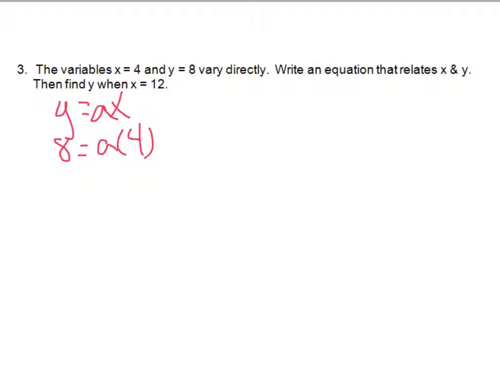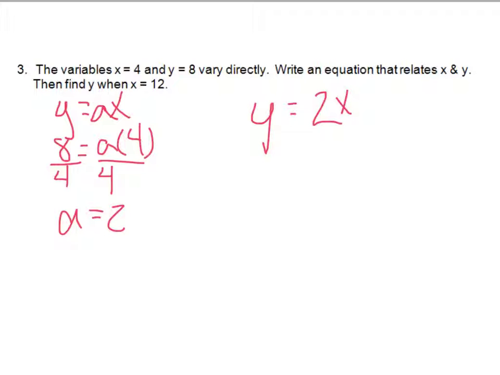And then we solve for A. So we're going to divide both sides. So A, ooh, that's ugly. A equals 2. Okay, so that means that I can take that value, plug it back in up here, and write my equation y equals 2 times x. And that describes the relationship between x and y in this direct variation.